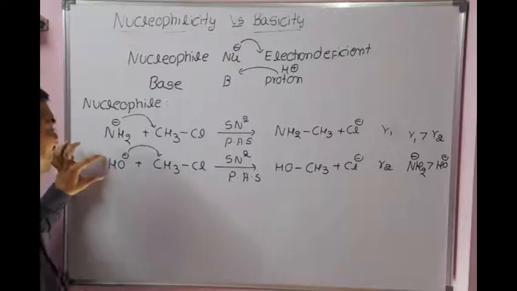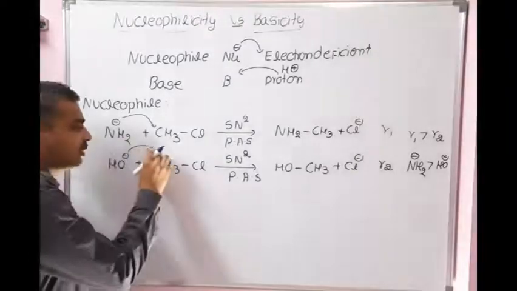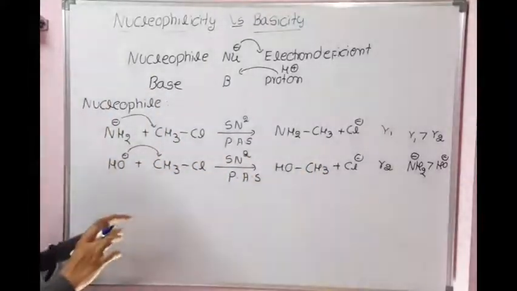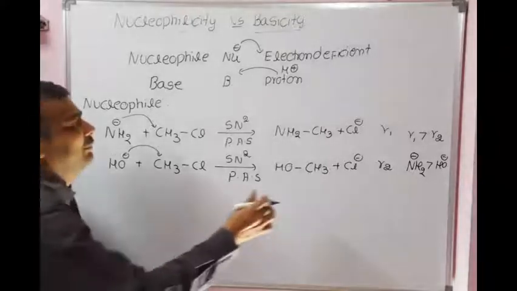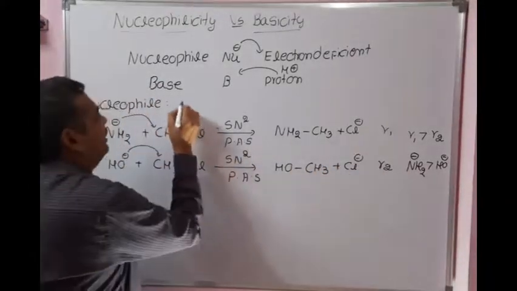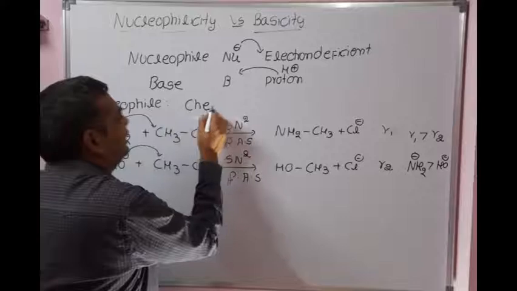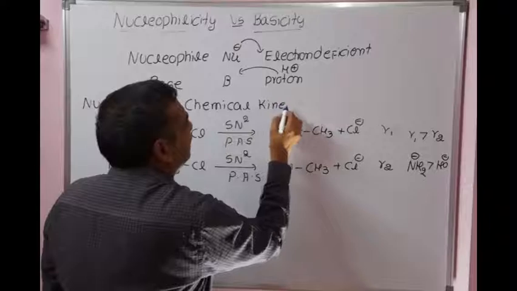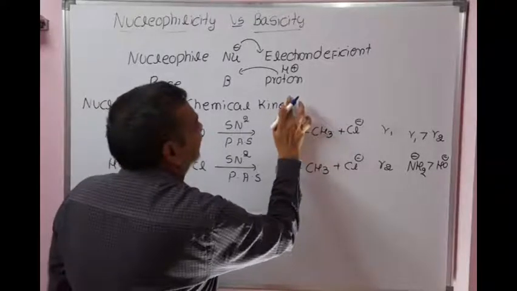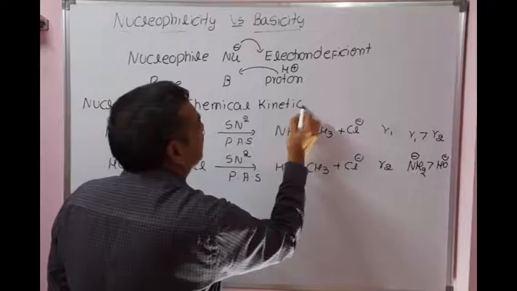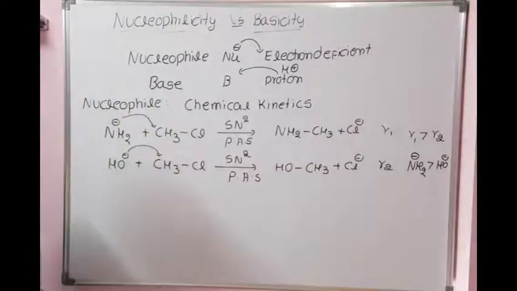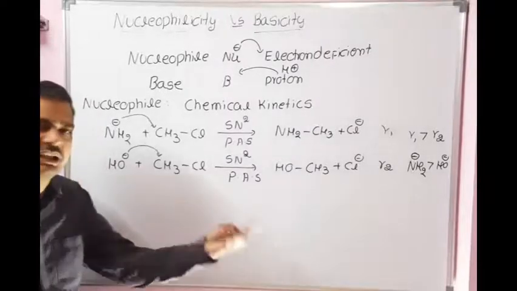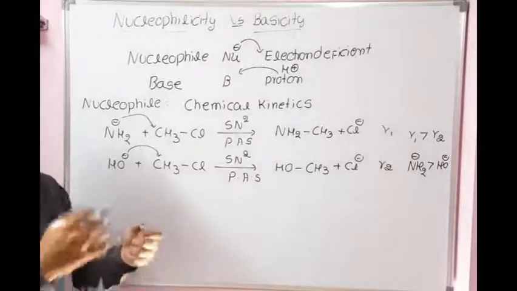Since OH minus is less nucleophilic, it will attack slowly and hence it will take some time to finish the reaction. So nucleophilicity depends on chemical kinetics, R1 and R2. It is a chemical kinetic term. So the rate of reaction depends on the nucleophilicity. A strong nucleophile favors a fast reaction. A weak nucleophile favors a slower reaction.